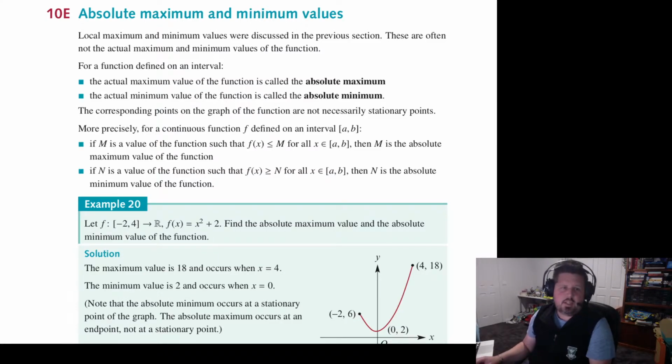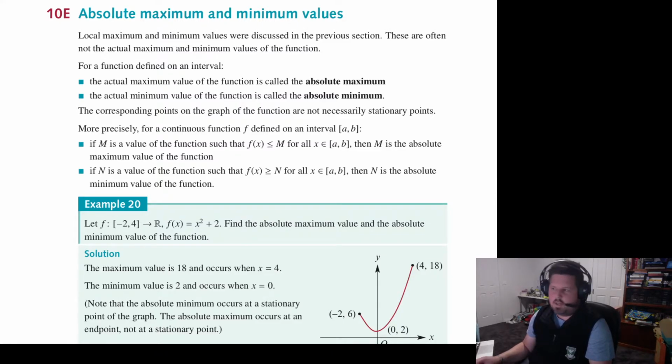So as you can see here, in the past we've looked at local maximum and minimum values, but today when we're talking about absolute maximum and minimum values, it's really about when the function is defined for an interval. It says the actual maximum value of the function is called the absolute maximum, and the actual minimum value of the function is called the absolute minimum. And it says, note, these corresponding points on the graph of the function are not necessarily stationary points.